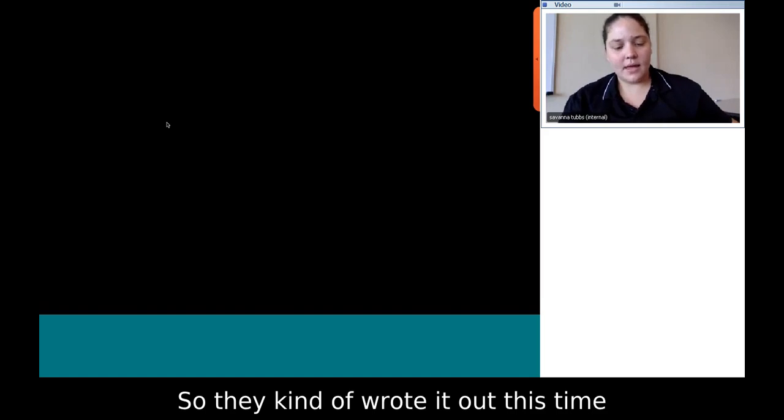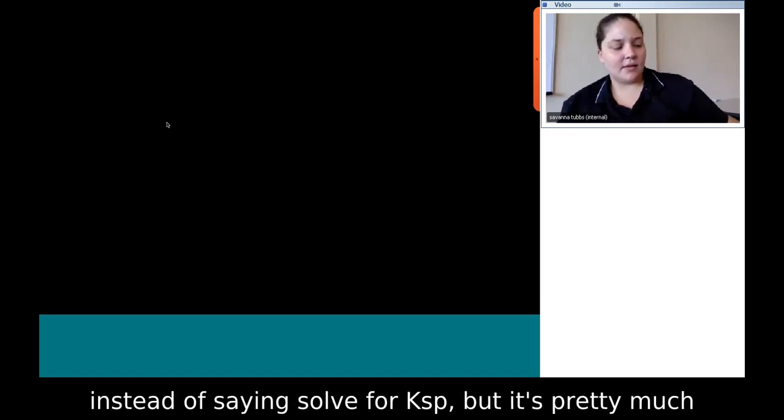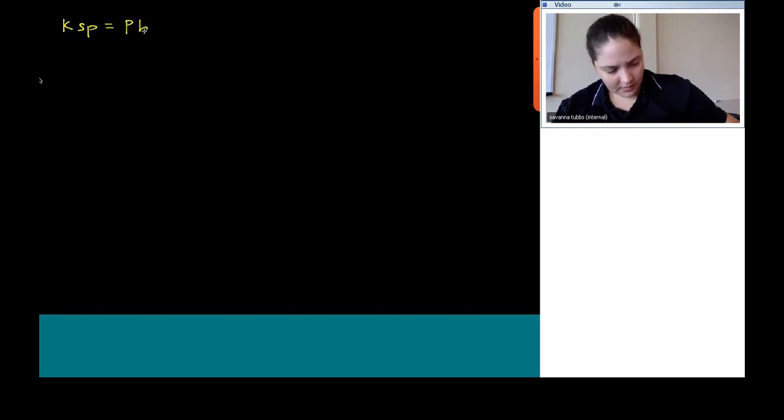So they kind of wrote it out this time instead of saying solve for Ksp, but it's pretty much the same thing that we're looking for. So we're looking for the Ksp of PbCl2.